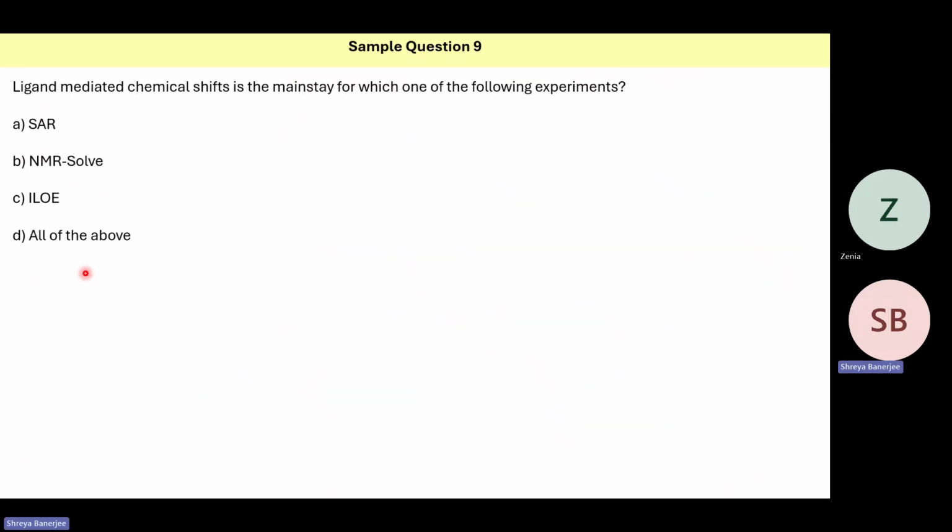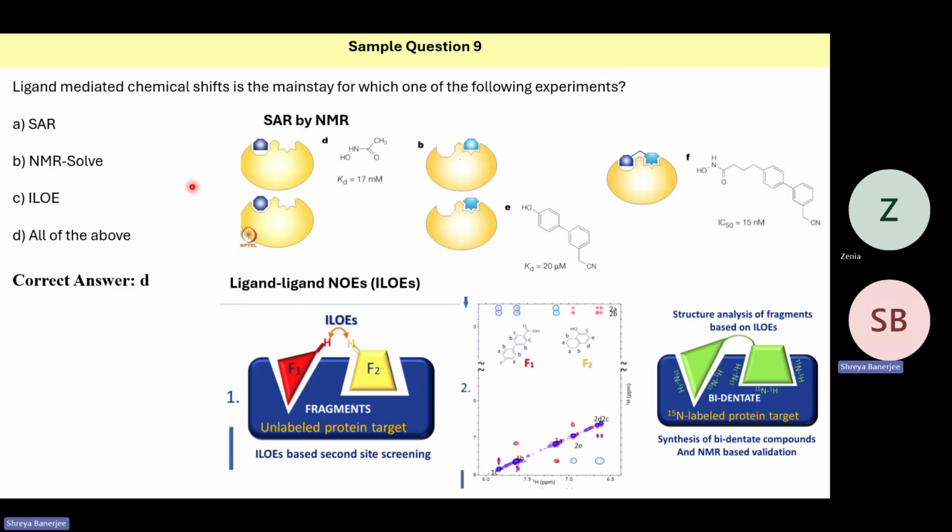The next question is asking, ligand mediated chemical shift is the mainstay for which one of the following experiments? So the answer is all of the above, because we know from SAR by NMR, basically we are finding ligands for each binding site separately. And the way we are doing this is by ligand mediated chemical shifts.